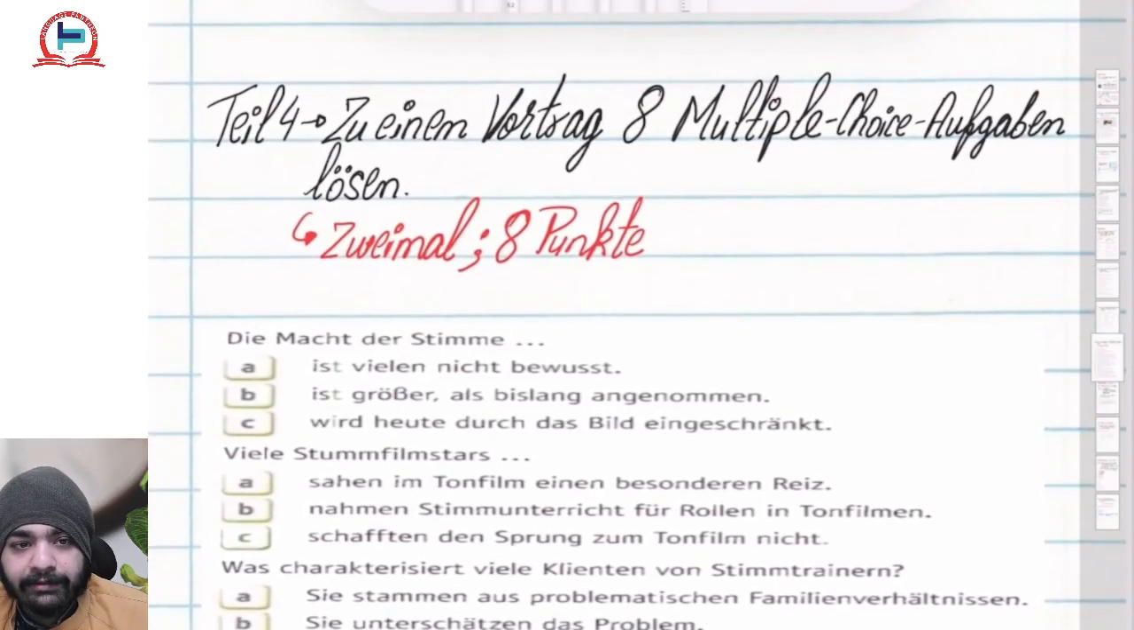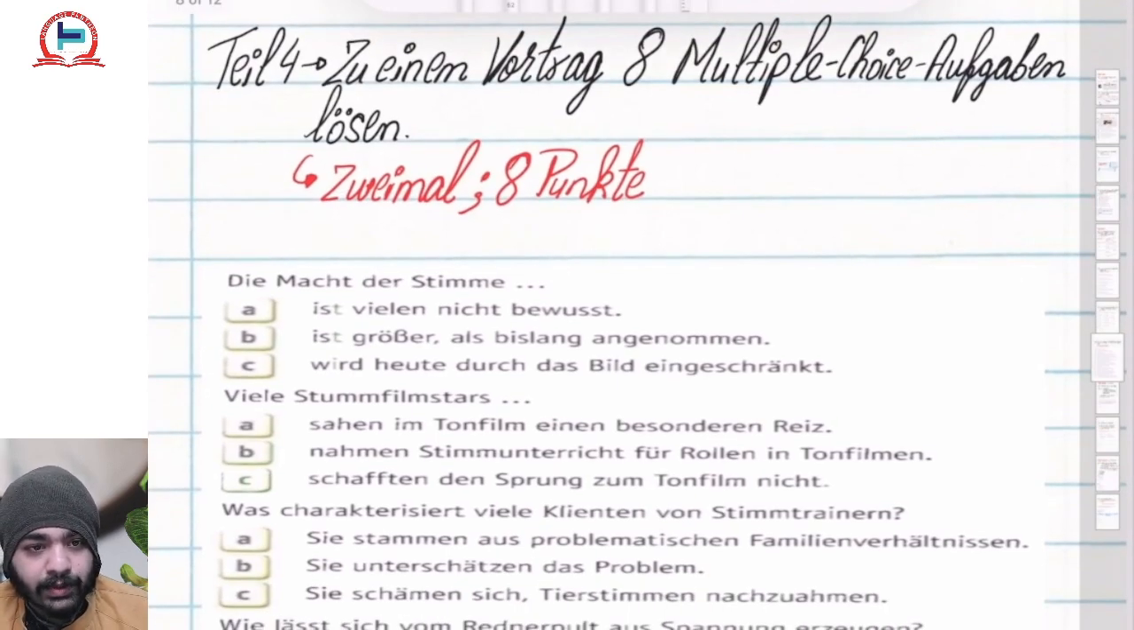Finally, we come to Teil 4. In Teil 4 liest man zu einem Vortrag 8 Multiple-Choice-Aufgaben. To a speech, you have 8 MCQ-based questions. You listen to this twice, and you can score a maximum of 8 points in this part as well.